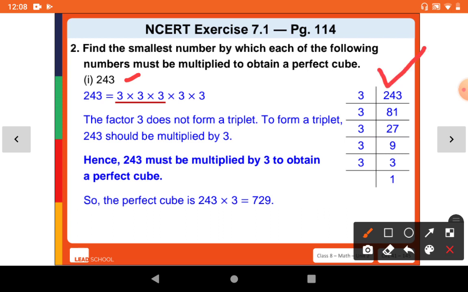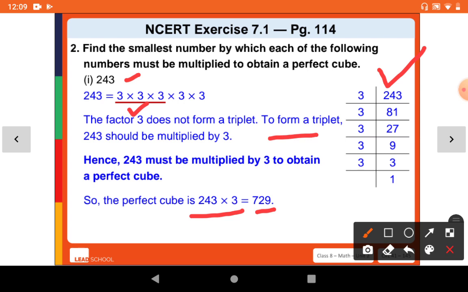That is here in front of you, and you can see one triplet is complete but another triplet is not complete. So we need to multiply with 3 to complete the incomplete triplet. Hence it is written here the factor 3 does not form a triplet. To form a triplet 243 should be multiplied by 3. So here we have multiplied 243 by 3 and we have got 729. Hence 3 is the smallest number by which we have multiplied the given number to make it a perfect cube.